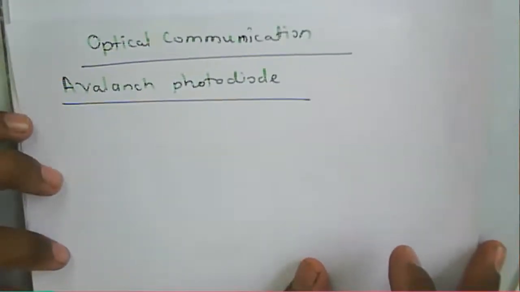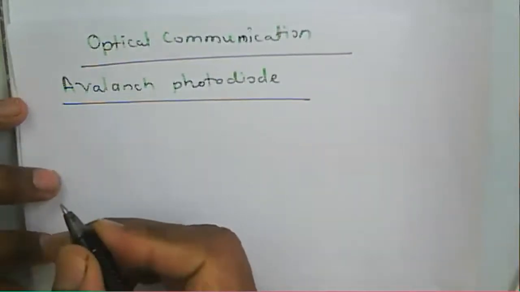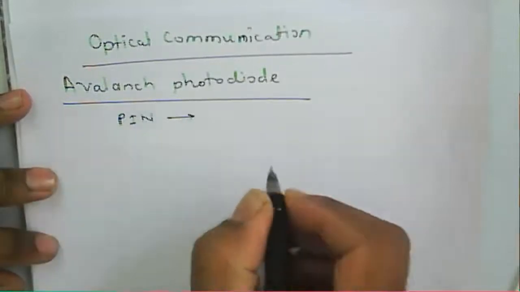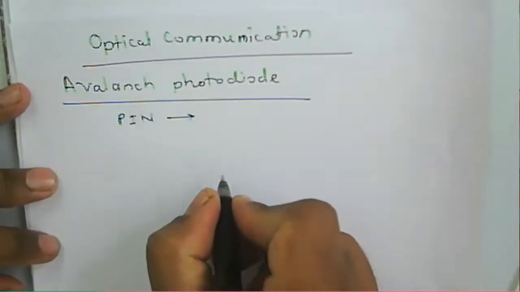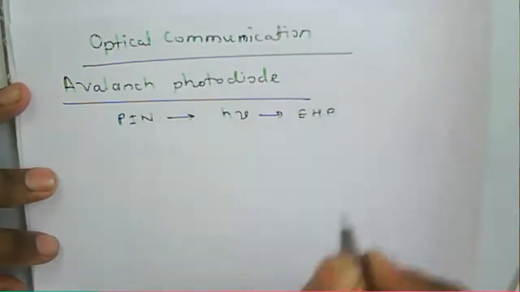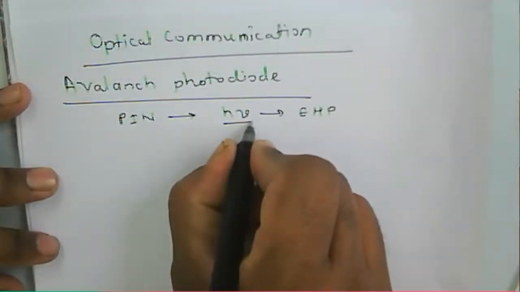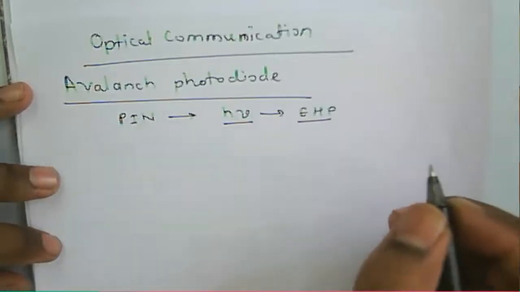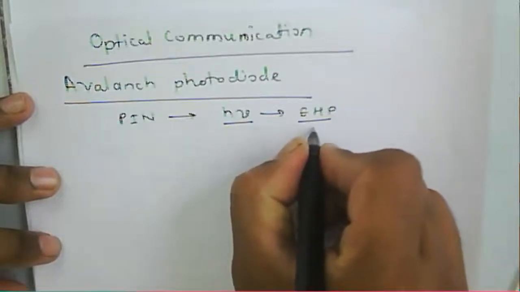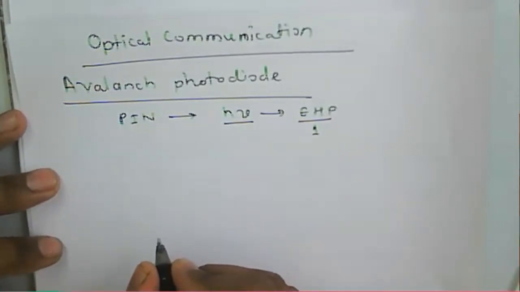So today we will learn about the avalanche photodiode. We have learned earlier about the PIN diode. In a PIN diode, for a given incident photon, it will generate an electron-hole pair. For a single incident photon, it will generate only a single electron-hole pair.